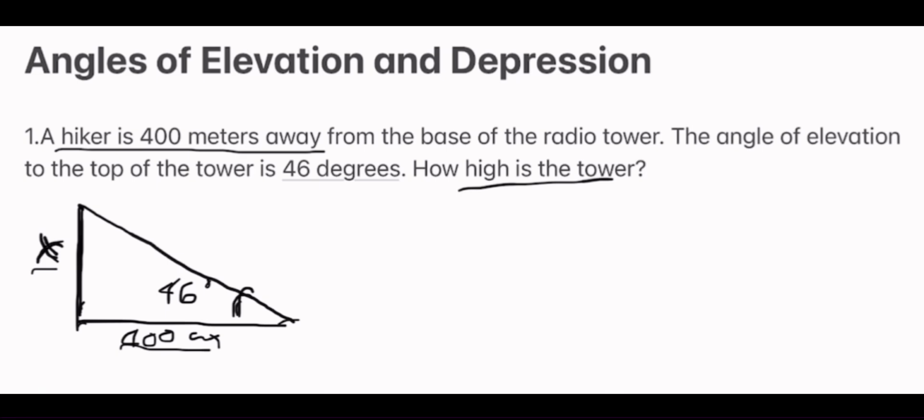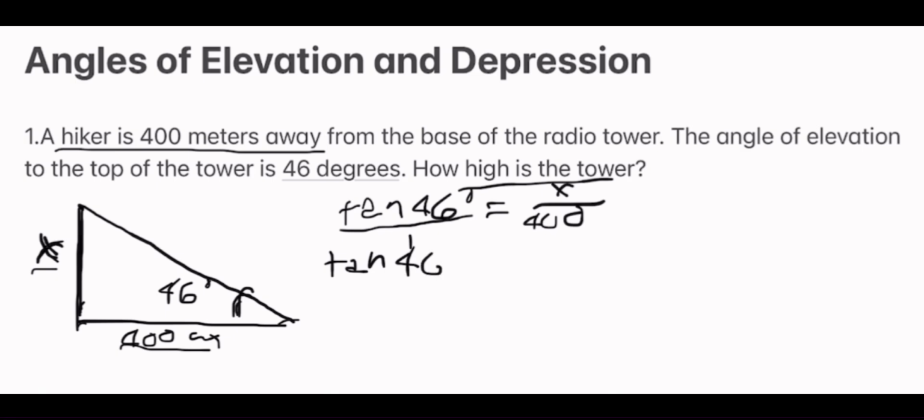So we can use tangent. We can solve for tangent of 46 degrees equals the opposite side, which is x, over the adjacent side, which is 400. Okay, cross multiply. This will be tangent of 46 times 400 equals x.